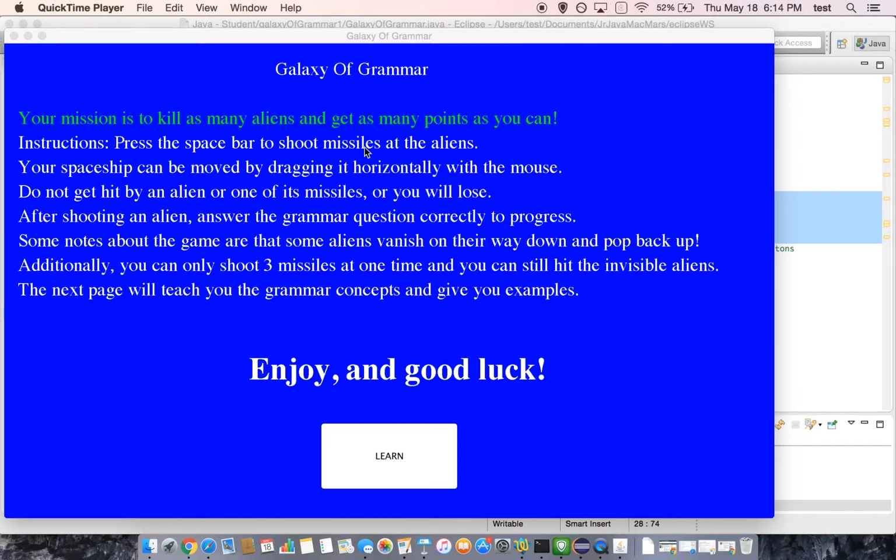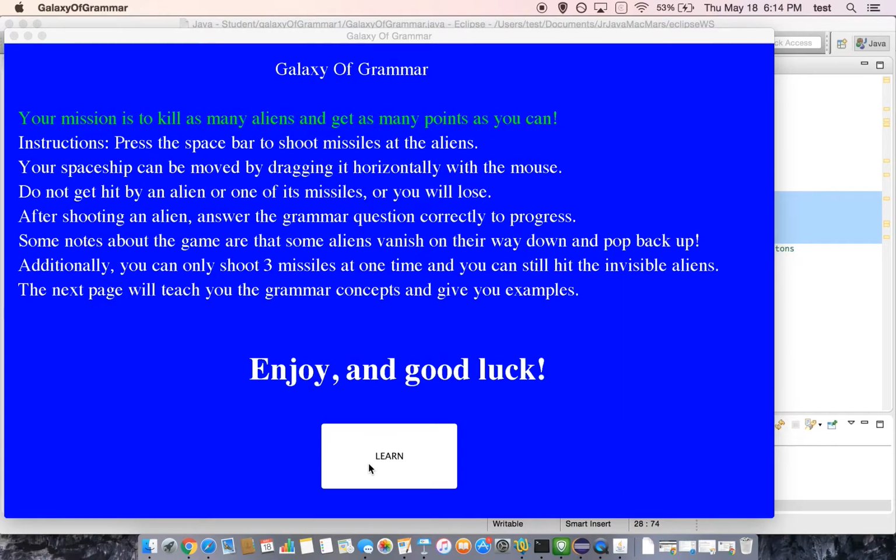My game starts with this start panel over here, which gives instructions to the user. Basically, they need to shoot the aliens and then answer the question correctly. And they are able to move the ship by dragging the mouse horizontally. And when they hit an alien, a grammar question pops up, and they need to answer correctly to move on.